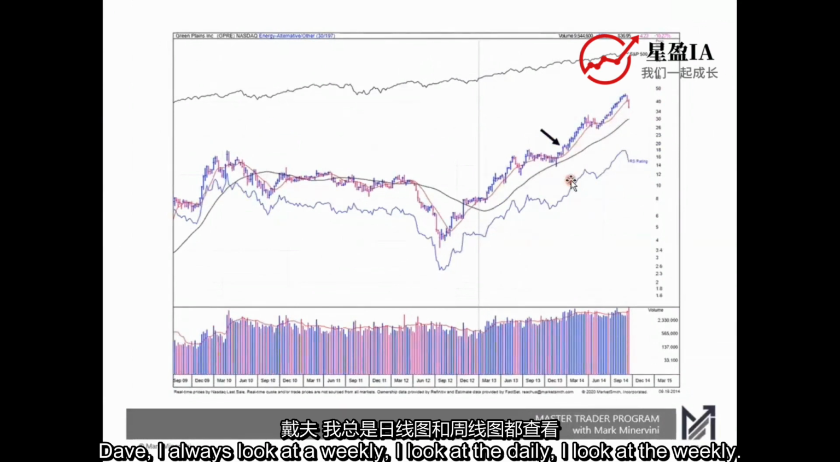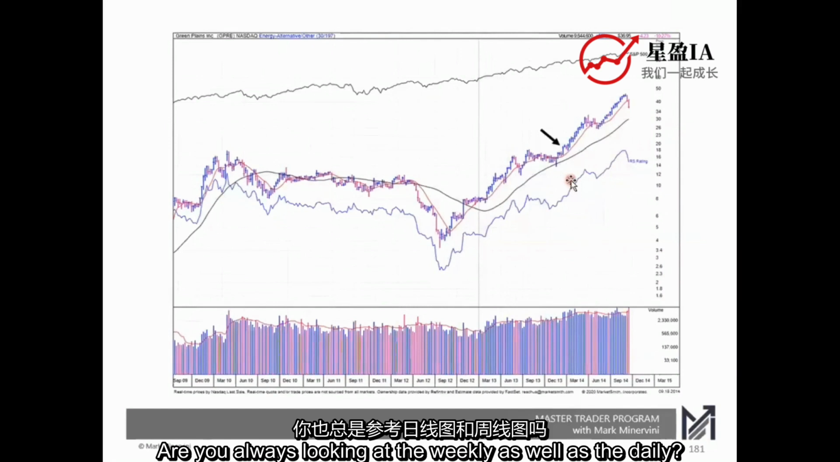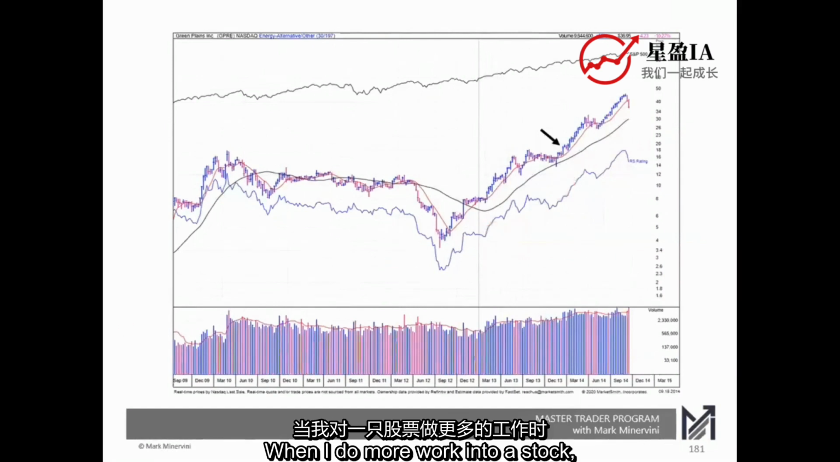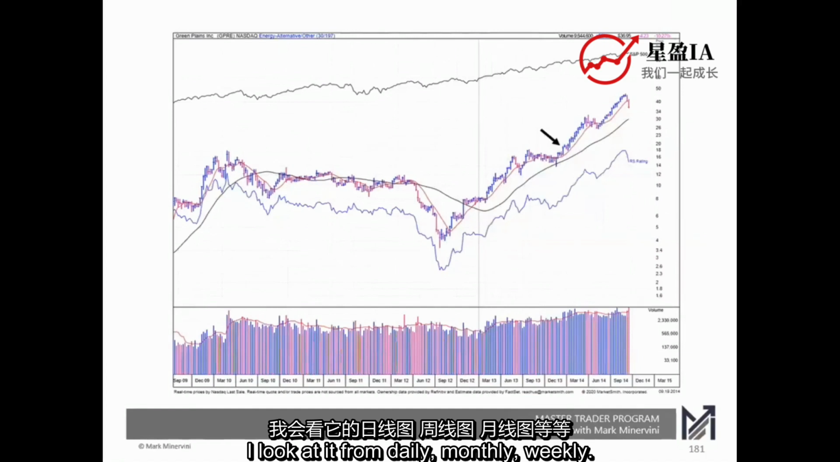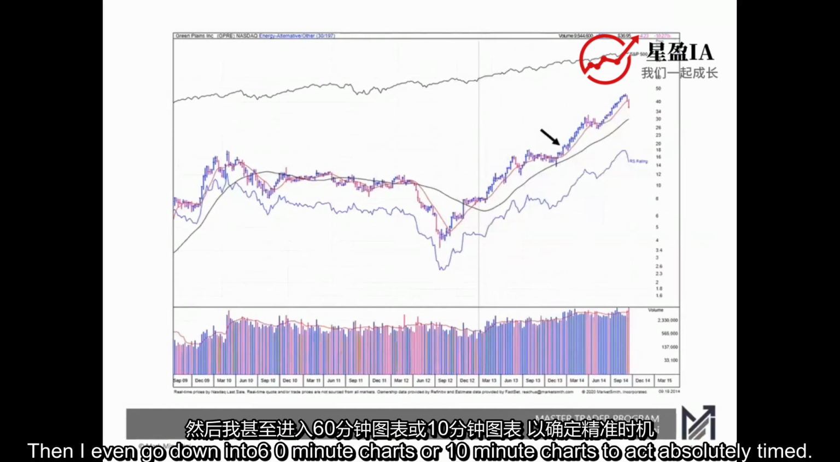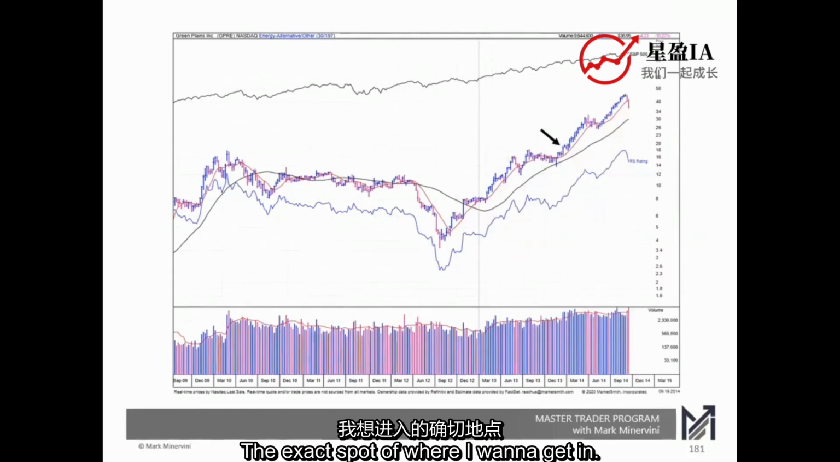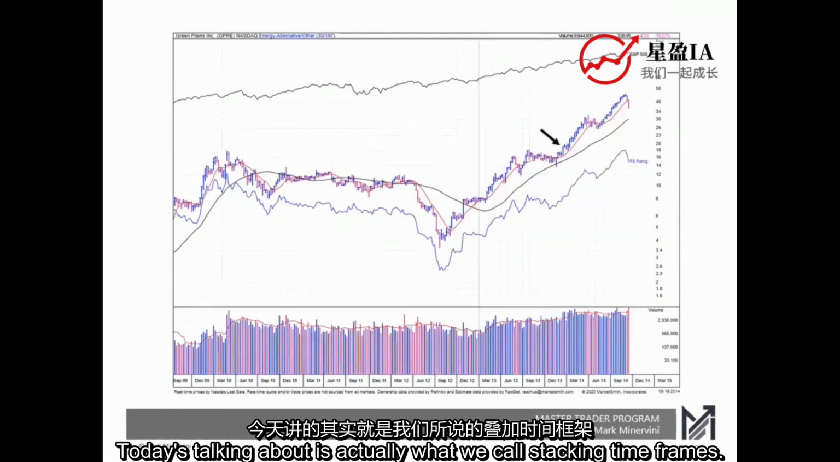Dave, I always look at a weekly. I look at a daily and I look at the weekly. Are you always looking at the weekly as well as the daily? Oh yeah, I mean when I do more work into a stock, I look at it from daily, monthly, weekly, and then I even go down into 60-minute charts or 10-minute charts to absolutely time the exact spot of where I want to get in. And that's overlapping time frames. What Dave's talking about is actually what we call stacking time frames.